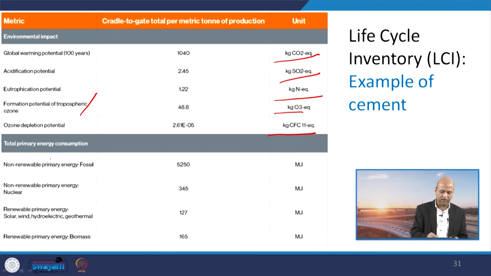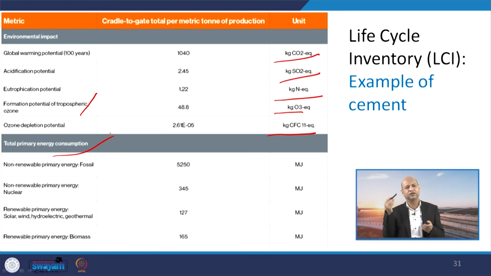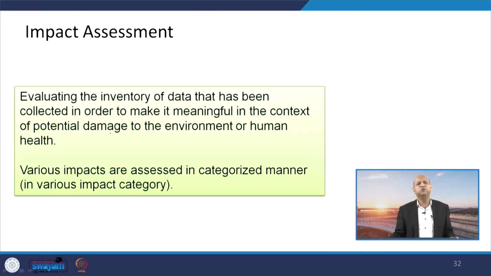Similarly, this total primary energy consumption you can convert into one unit like joule or something like that, rather than having different units. Okay. Then we carry out the impact assessment basically. Impact assessment is basically the evaluation of the inventory data which we have collected and analyzed.